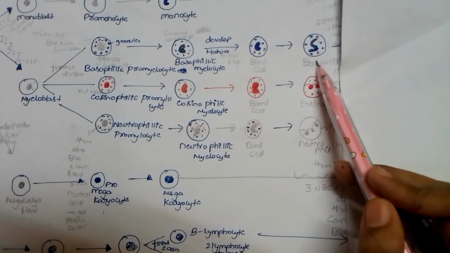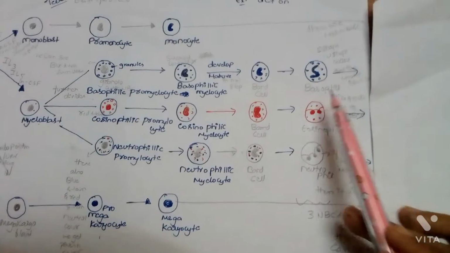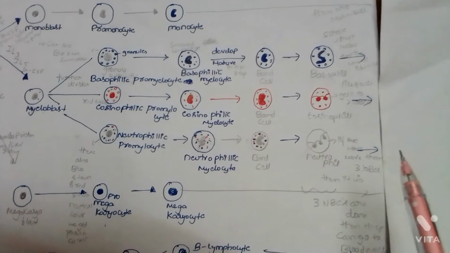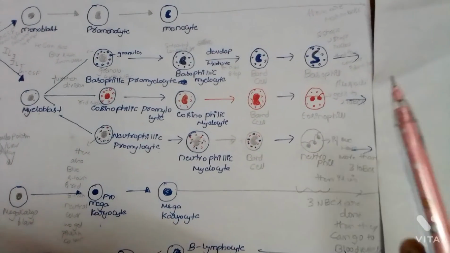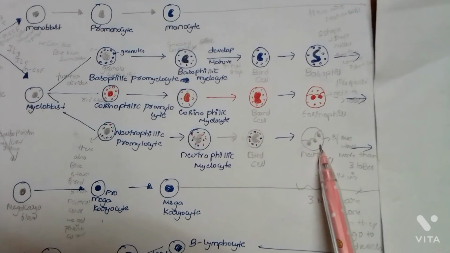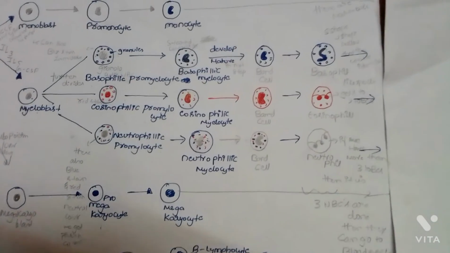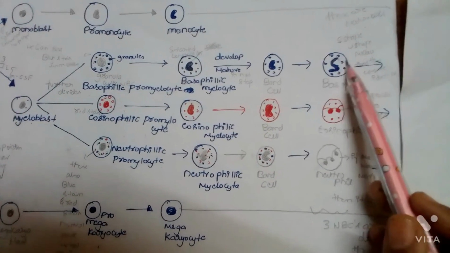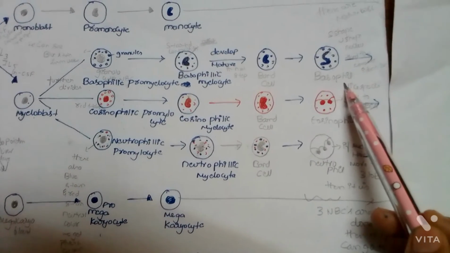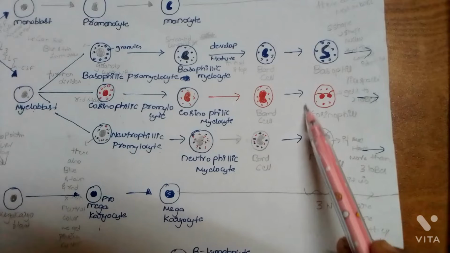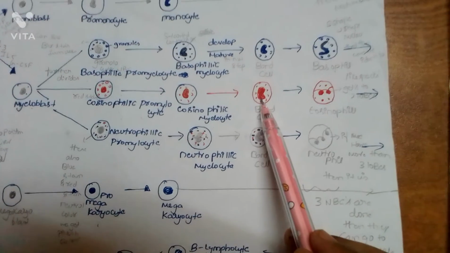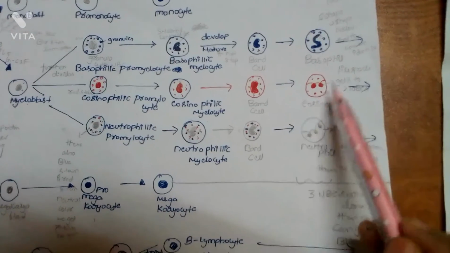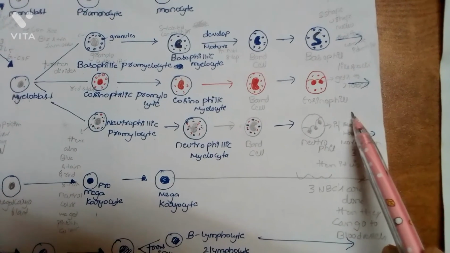From the band cell, the basophil forms. Basophil, eosinophil, neutrophil. These three are the granular WBCs. The S-shaped nuclei having the blue granules, you can identify them as basophil. Having two lobes in the microscope, having red granules in it. This is eosinophil.